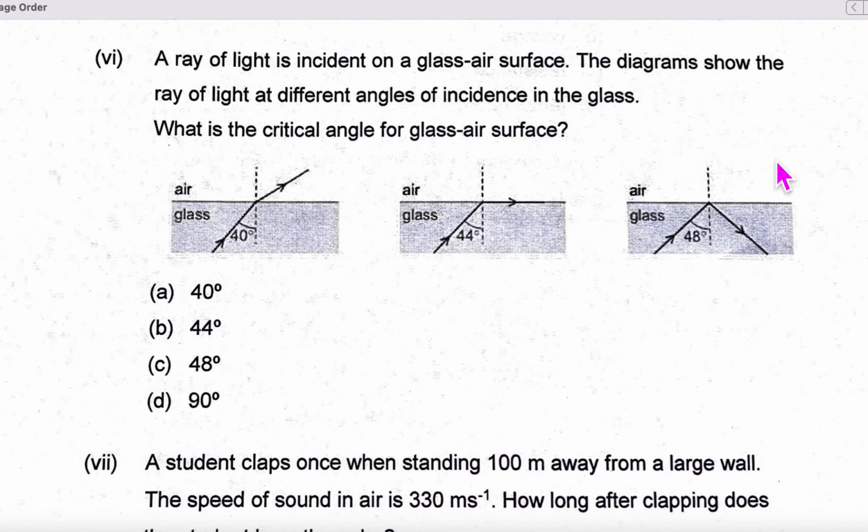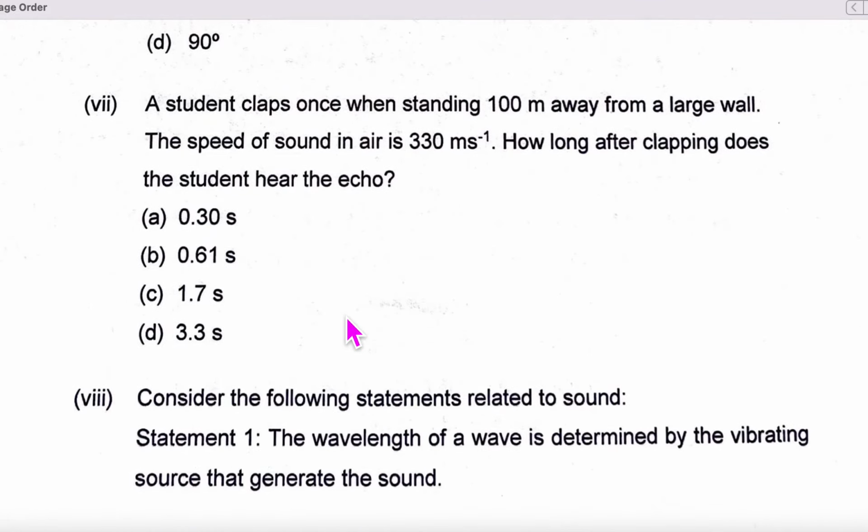A ray of light is incident on a glass air surface. The diagrams show the ray of light at different angles of incidence in the glass. What is the critical angle for the glass air surface? This will be where it is 90 degrees. So this will be your critical angle, correct? That is B.